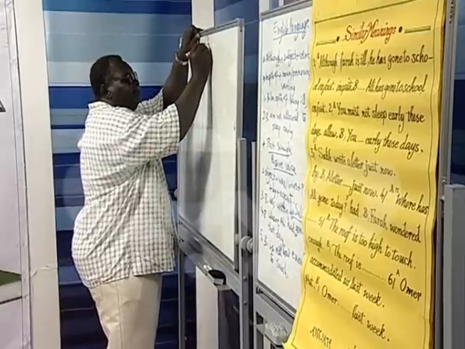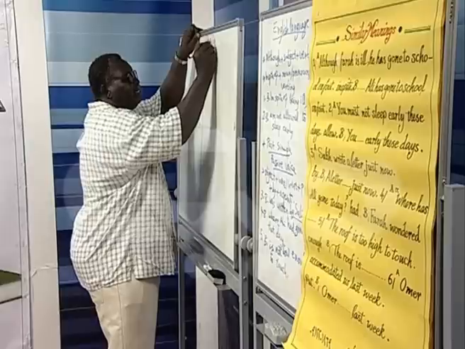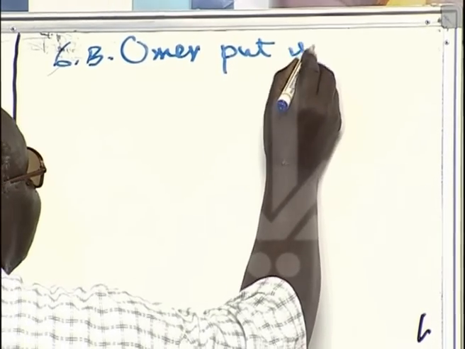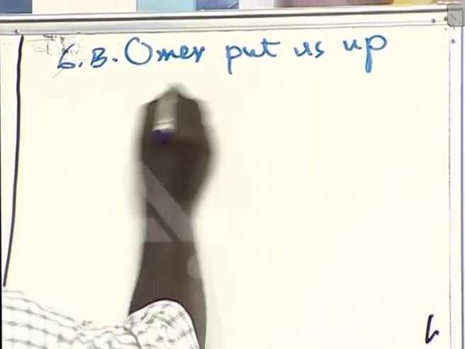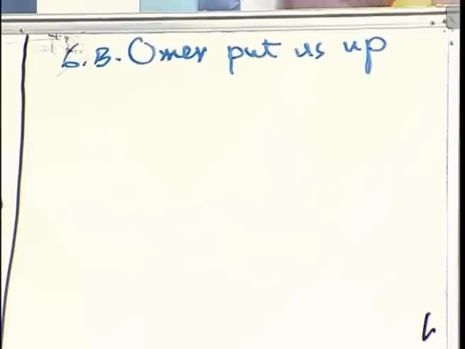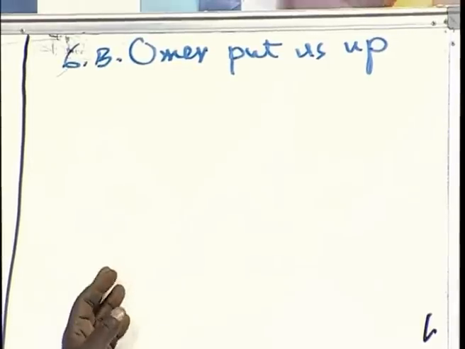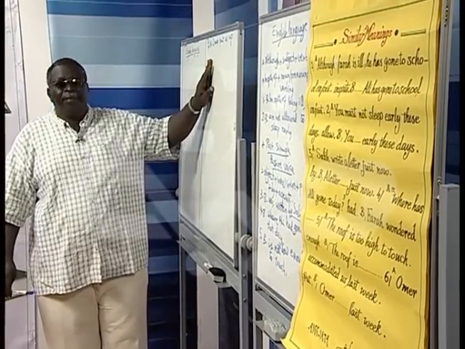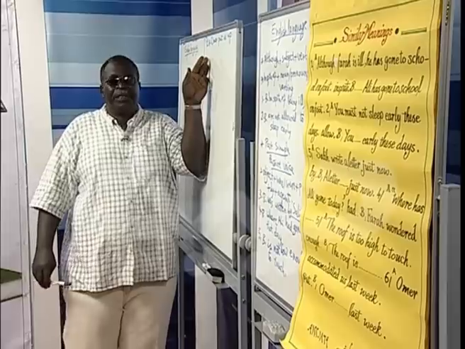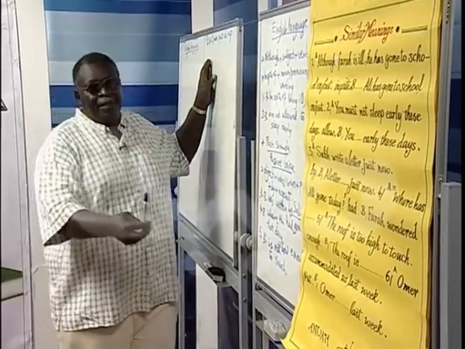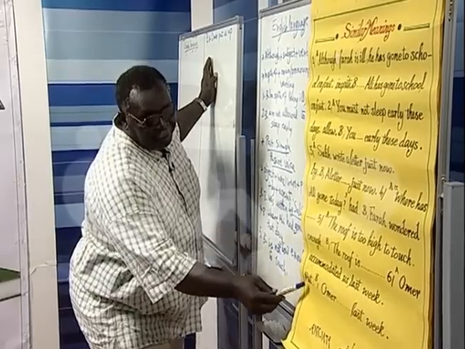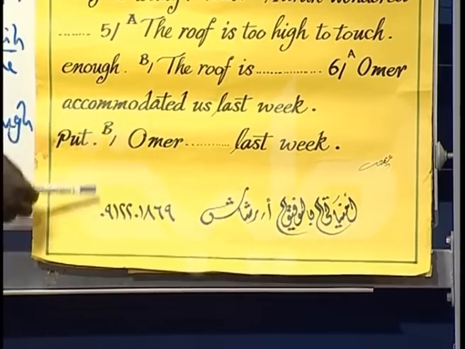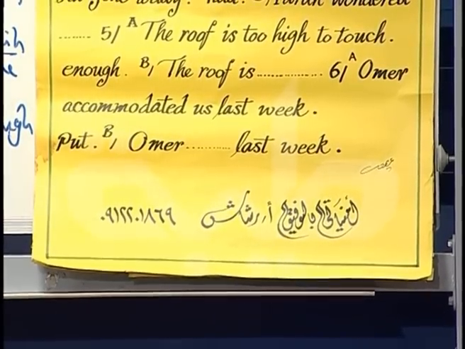Number 6B. Umar, yes. "Put" is going to be what? Yes. Put us up. Yeah, put us up last week. Of course, the rest of the sentence is given here. This is what we call the phrasal verb. By the phrasal verb, you remember, I told you during one of my previous lessons, we mean the verb plus a preposition. So here, accommodate, this is a verb, يستضيف. When we put a preposition with "put," it is going to be "up." It is going to have the same meaning, put up. So we say, Umar put us up, yes, last week.